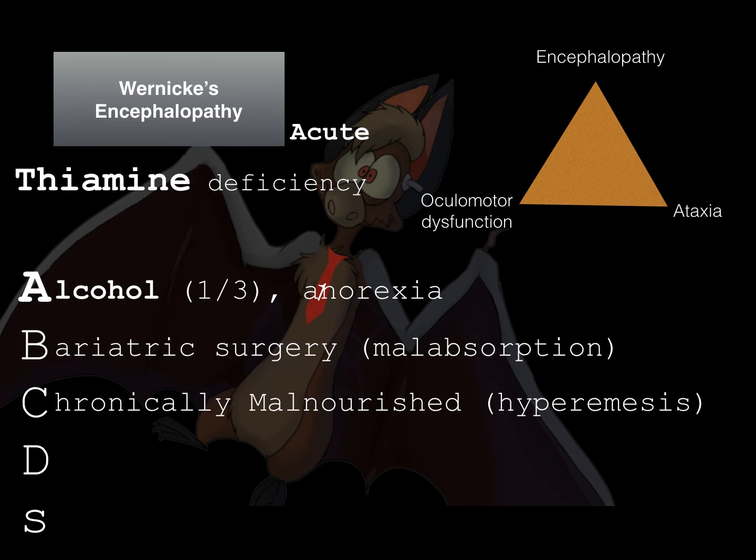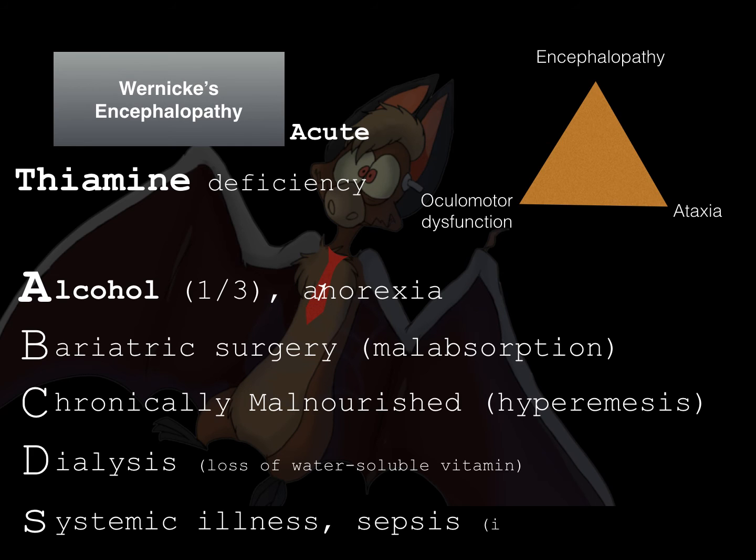There was a big study out of the East that suggested this is probably more common than we think in hyperemesis. Dialysis patients, because of the loss of water-soluble vitamins in dialysis, if these aren't replaced, if they're not on vitamins. And then systemic illnesses and sepsis, because they have increased metabolic requirements. All right, so your ICU patients, if you're not replacing their vitamins, can develop a Wernicke's encephalopathy.